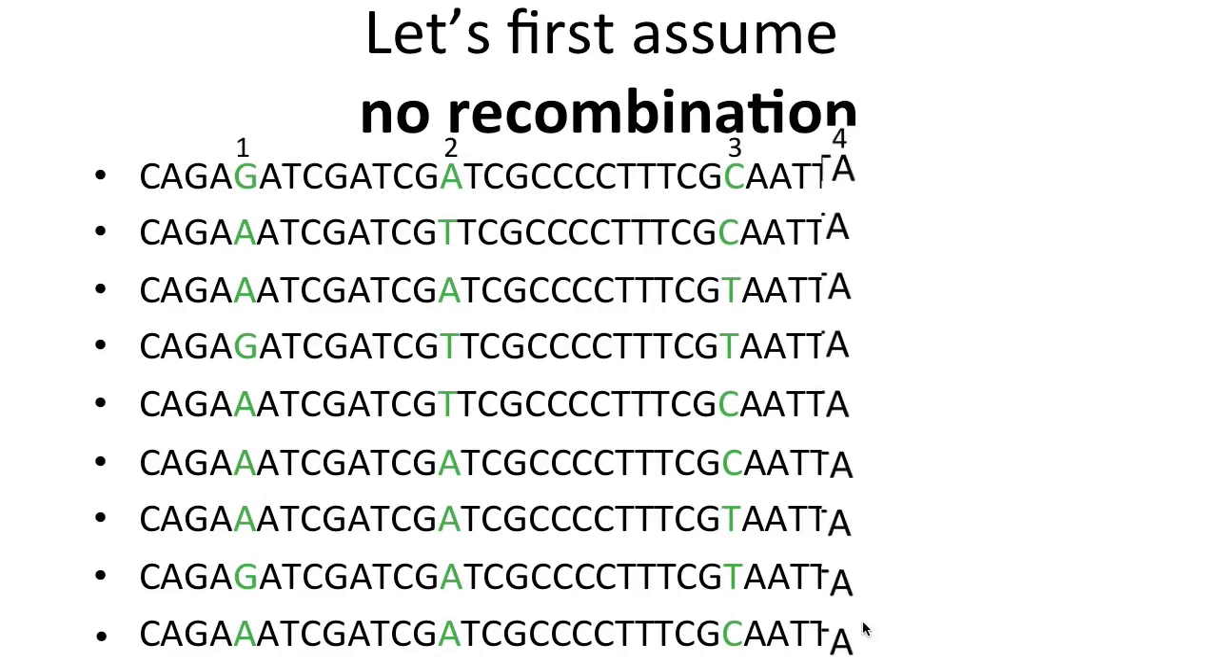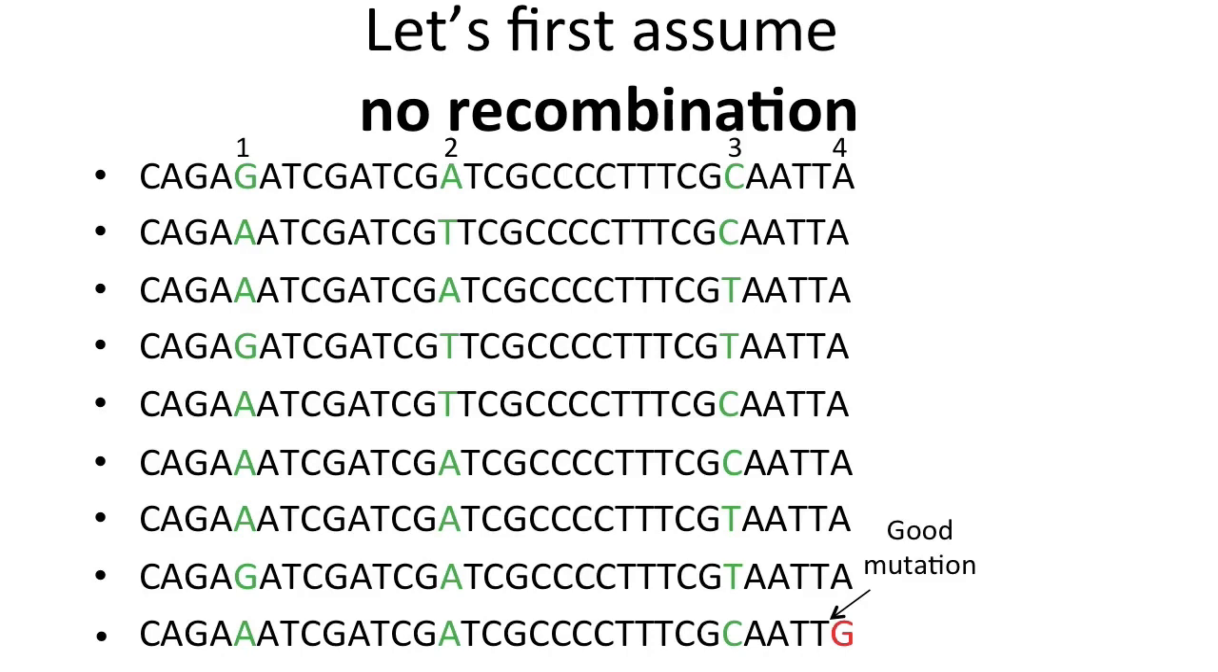Now let's say that it's possible for there to be an adaptive mutation at base 4. And let's say here it is. So here this G that has arisen by mutation is adaptive. Well, if there's no recombination across this entire stretch, what's going to happen? Well, since this G here is adaptive, it's going to spread. But since there's no recombination, it's basically glued to this whole set of sequence.